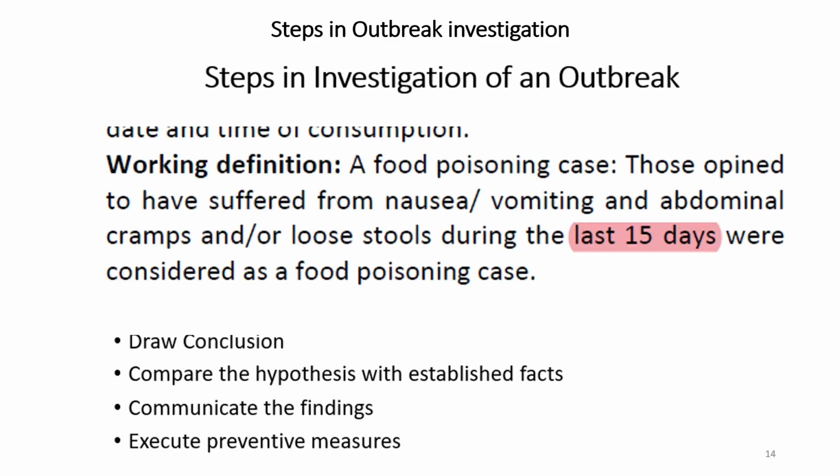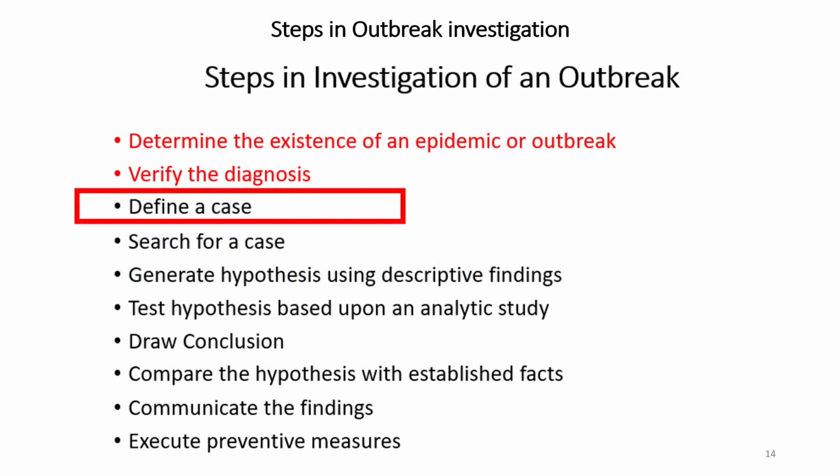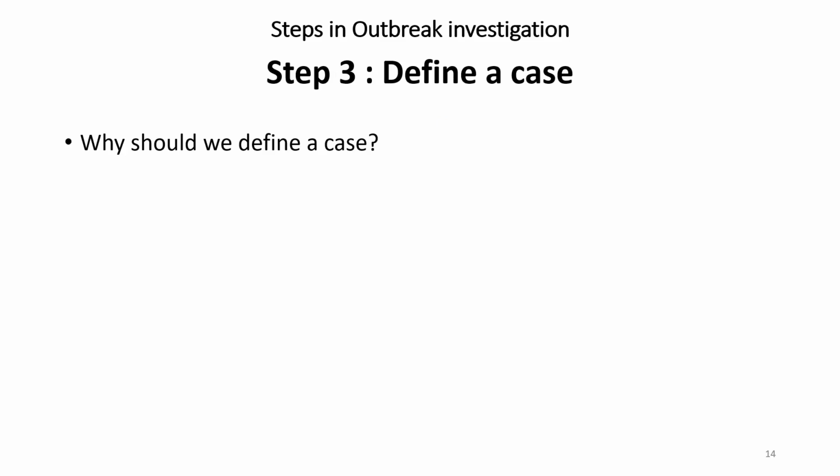Okay, what you could see here is a screenshot of a paper on outbreak investigation done by our department. It is showing the definition of a case. Okay, so our next step is to define a case. We have seen the first step, which is determination of the existence of an outbreak. The second step is to verify the diagnosis. Now the third step is to define a case. Okay, so why do we need to define a case in the first place?